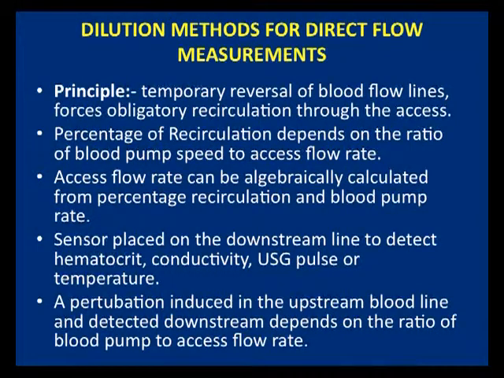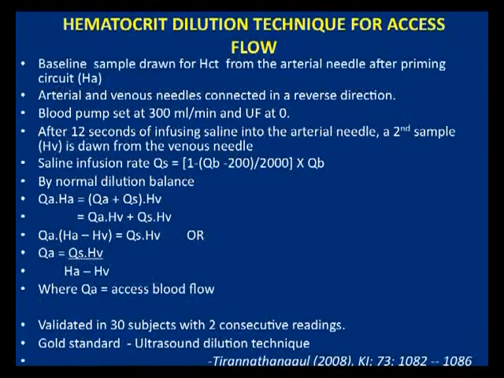Percentage of recirculation depends on the ratio of blood pump speed to the access flow rate. Access flow rate can be algebraically calculated from percent recirculation and blood pump rate. There is a sensor placed on the downstream line to detect hematocrit, either conductivity, ultrasound pulse or temperature. A perturbation induced in the upstream blood line and detected downstream depends on the ratio of blood pump to access flow rate. This is what we are using at our center also, hematocrit dilution technique for access flow.